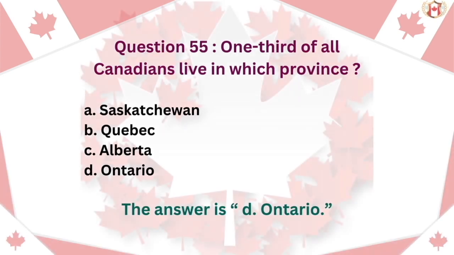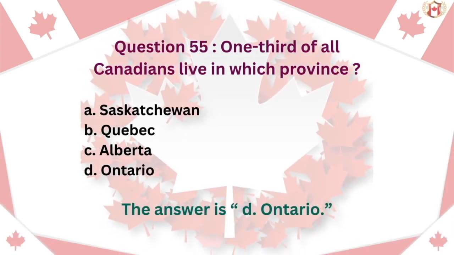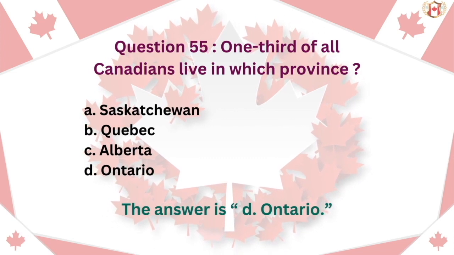Question 55. One third of all Canadians live in which province? A. Saskatchewan. B. Quebec. C. Alberta. D. Ontario. The answer is D. Ontario.